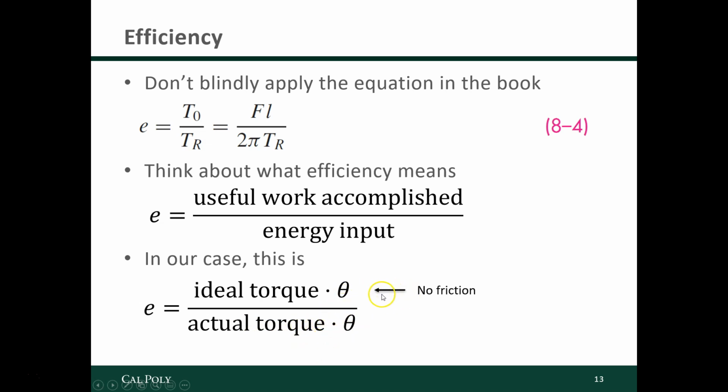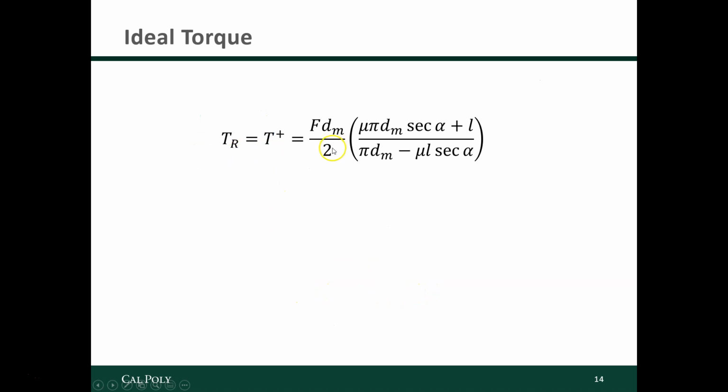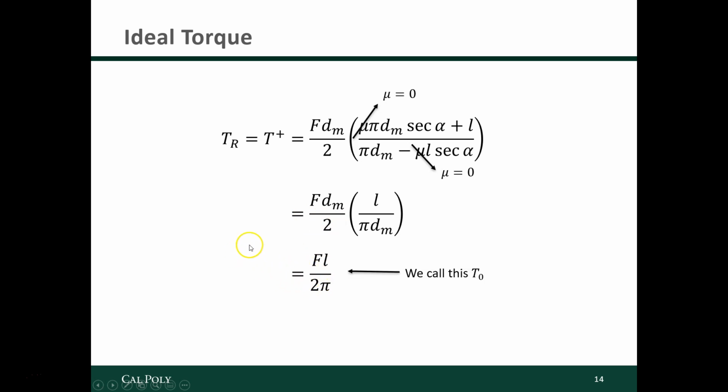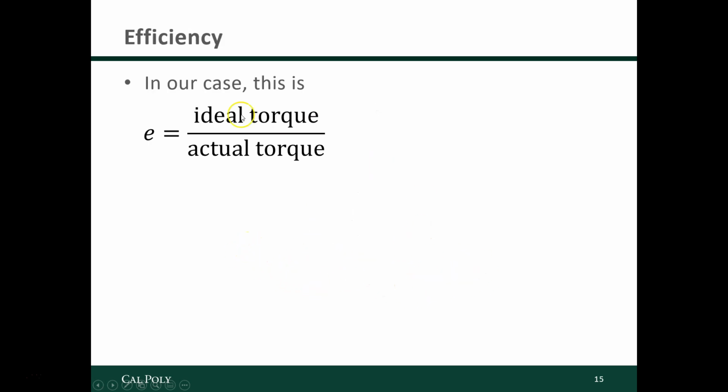So let's figure out what the ideal torque is. What is the torque that's required when there is no friction? If you take our equation and you plug in mu equal to 0 on both the top and the bottom, you'll find that it simplifies down to FL over 2 pi, which does appear in the book. The book calls this T naught. So when this simplifies to ideal torque over actual torque, our efficiency is T naught over not just TR, but TR plus whatever the collar friction, or whatever total torque that you actually have to apply.